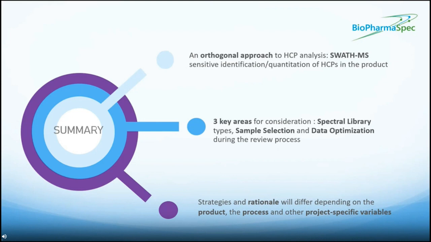So we've highlighted 3 areas for consideration when thinking about your HCP-MS analysis strategy. Spectral library types that determine the depth of analysis, sample selection, which is dependent on the level of screening that might be required, and then finally consideration for data expectations during the review process and optimization where needed. So the strategies and rationale for implementing HCP-MS will differ depending on the product, the process, and other project-specific variables. And we hope that by highlighting these different considerations, this talk has helped you to think about either adding MS to your HCP detection strategy or refining it further.